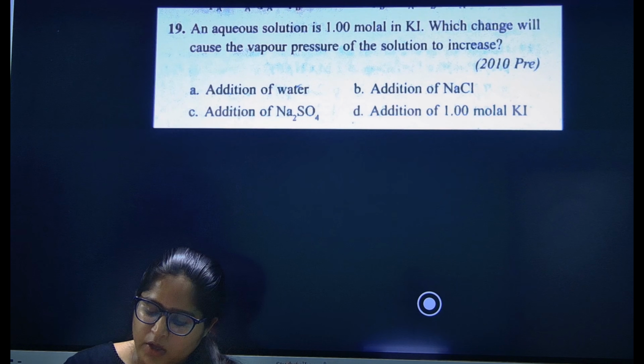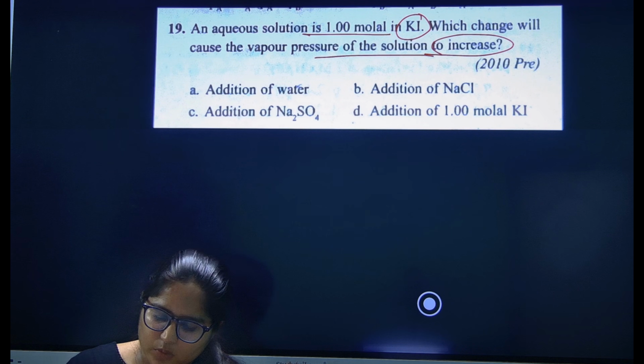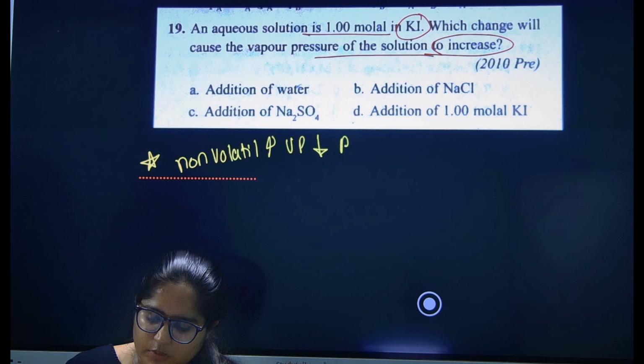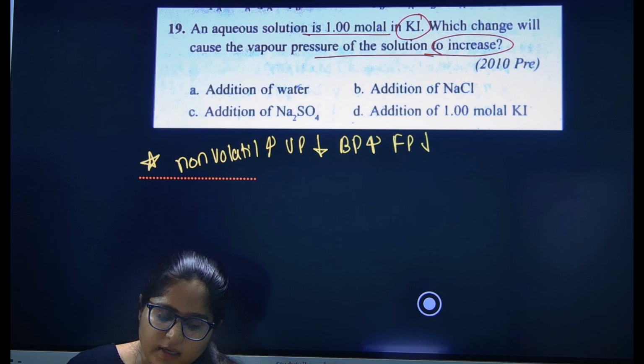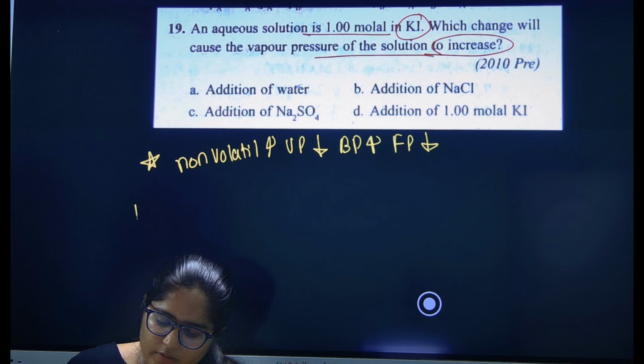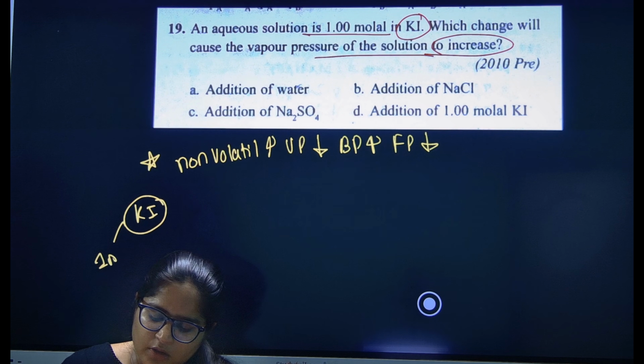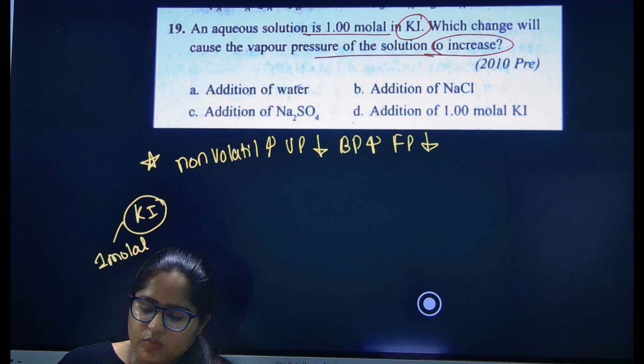Question number 19. An aqueous solution of 1 molar KI, which change will cause the vapor pressure of the solution to increase? Now we know one star point. Those who have not studied, learn with me. Whenever we add a non-volatile solute, vapor pressure will decrease, boiling point will increase, freezing point will decrease. So initially we had an aqueous solution of 1 molar KI. Which change will cause the vapor pressure of the solution to increase?